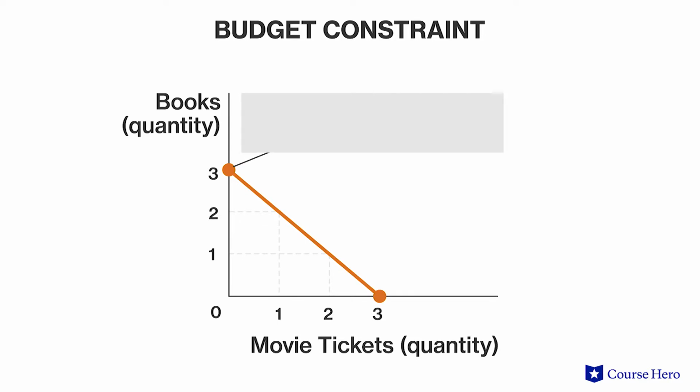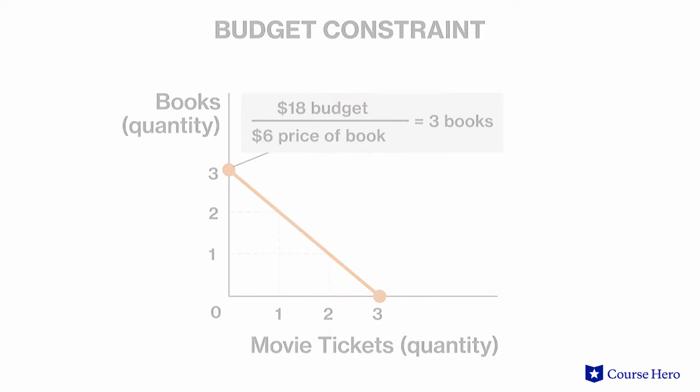For example, if the consumer's income is $18 and the price of a book is $6, then the consumer can only afford, at most, 3 books, and the y-axis intercept is 3. Note that points under the budget constraint represent combinations of goods that are affordable but do not exhaust the consumer's entire income.